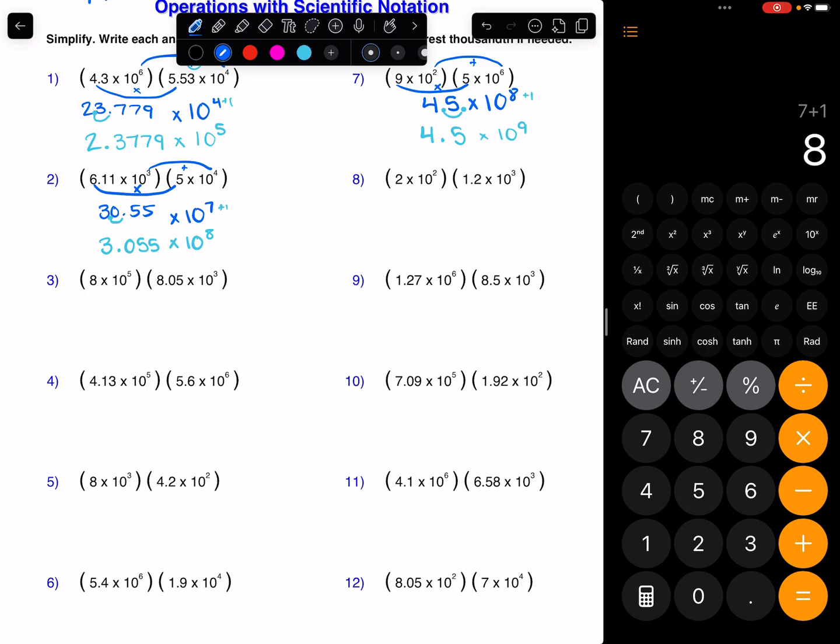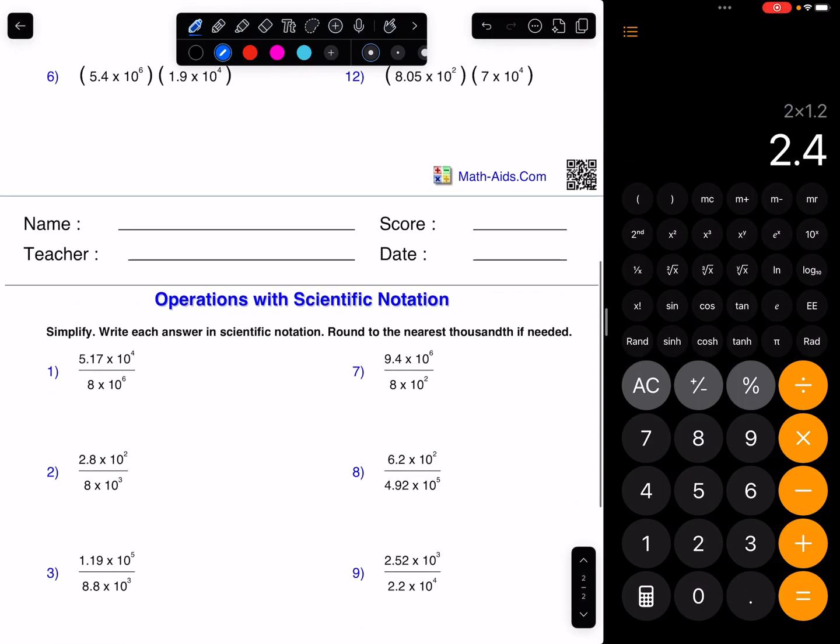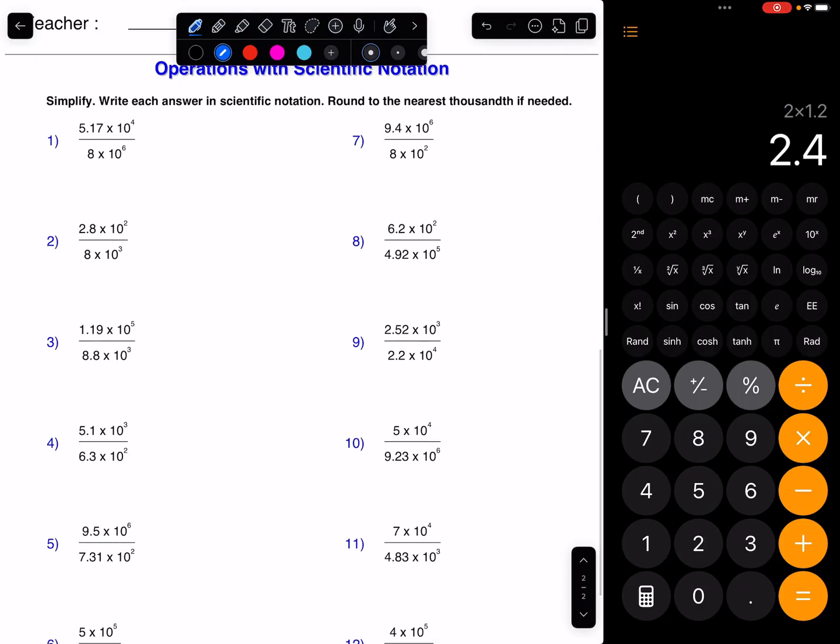All right, last one here. I'm going to add my exponents. So 2 plus 3 is 5, so times 10 to the 5. I'm going to multiply my 2 numbers. 2 times 1.2, that's 2.4. And notice how 2.4 is right between 1 and 10, so I do not need to change it at all. All right, so that is multiplying. You've got a few more problems to do. You can check it when you're done. And then if you flip to the other side, we're going to be dividing.